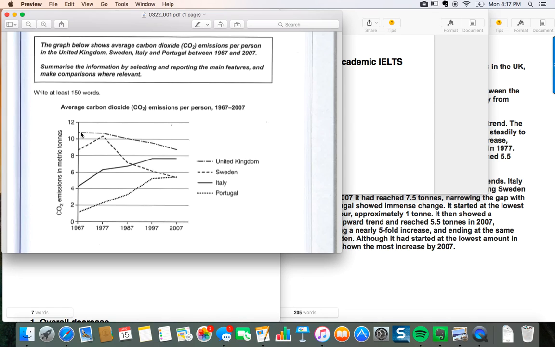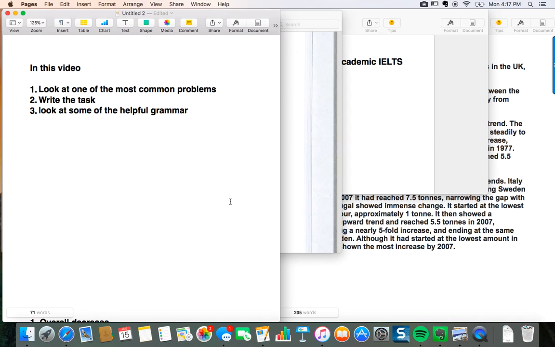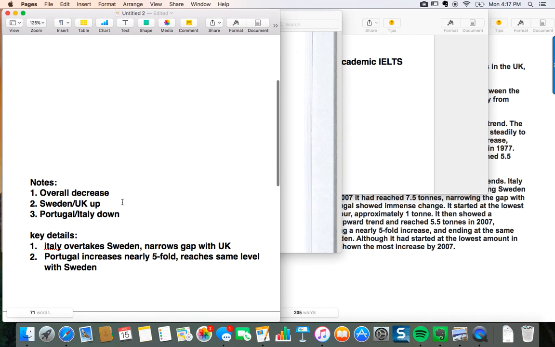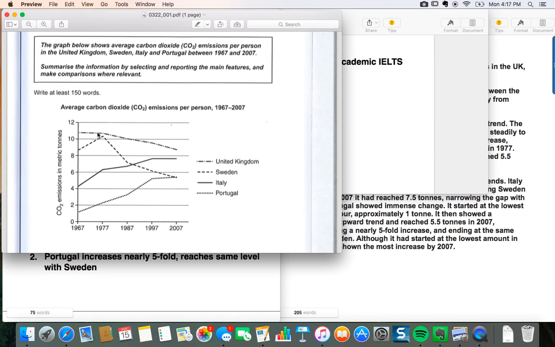So if we do the math, you will see that even though these ones went up, because these ones went down, the overall number has decreased. Not a lot, but it has decreased. In fact, it's decreased by about 1 million tons. So I've added that in there. That's the first thing you want to pay attention to. And this is the thing that, for a lot of people, kills their test result. So from 1967 to 2007, the overall number decreased. Okay, that's the first one.